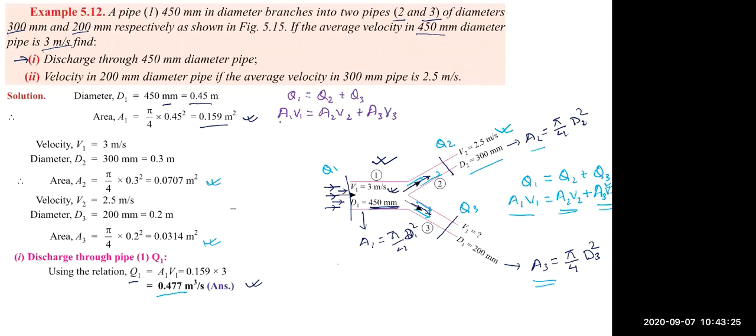So this value is known to you, this value is known to you. So directly you can calculate from here what is V3. V3 will be nothing but A1 V1 minus A2 V2 divided by A3. So you can directly substitute and you can tell me the answer of V3.